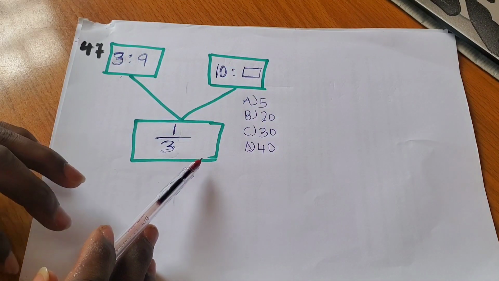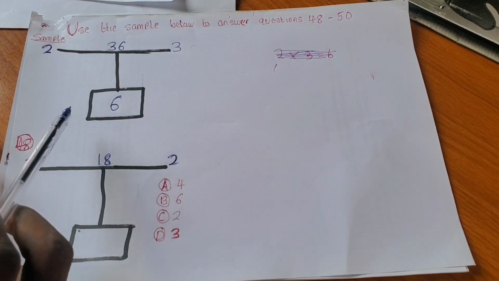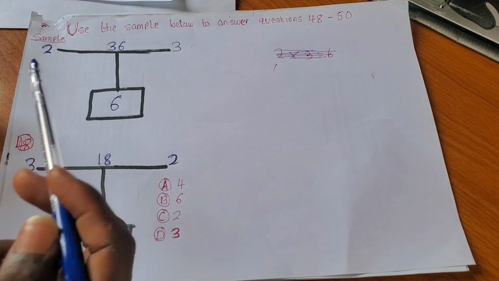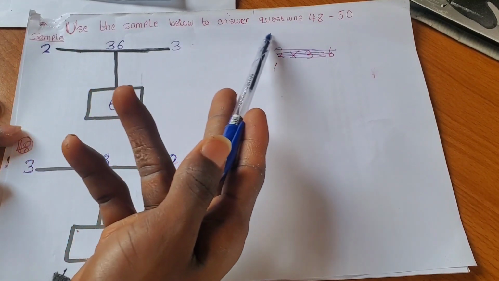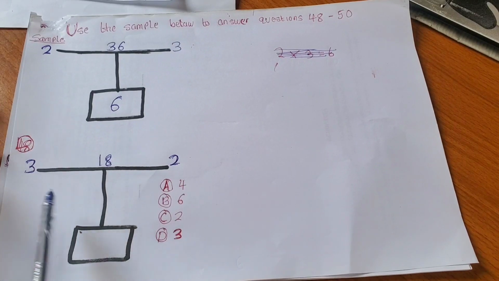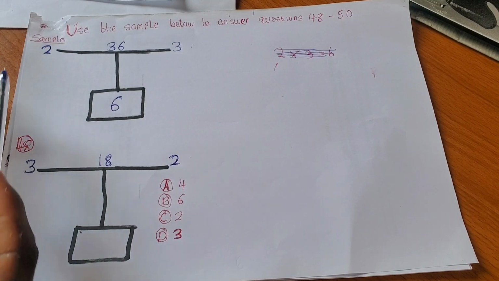Do you understand? Okay, this is section 2 for the quantitative reasoning for the past exam questions of 2021. Now, we are asked to use the sample below to answer questions 48 to 50. That means that before we can answer questions 48 to 50, we have to study the sample that we are given. So this is the sample.